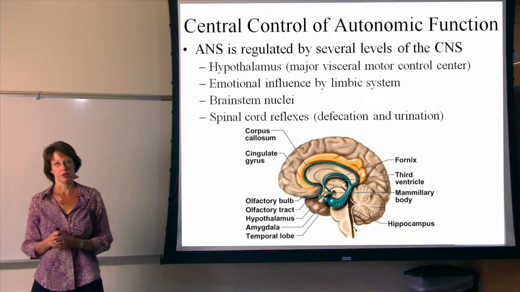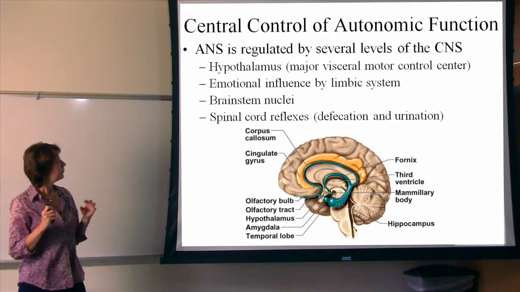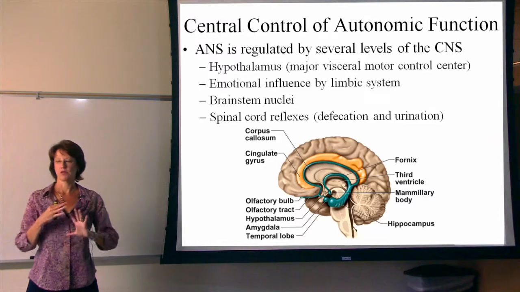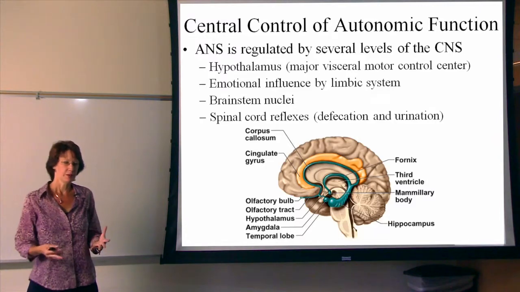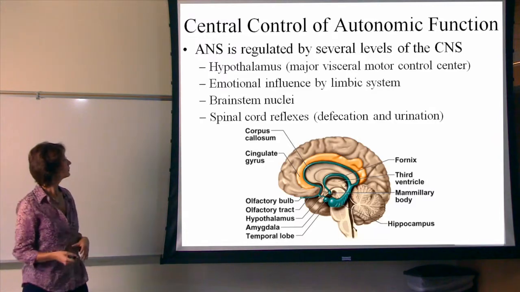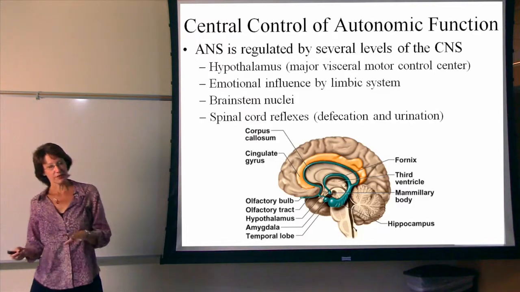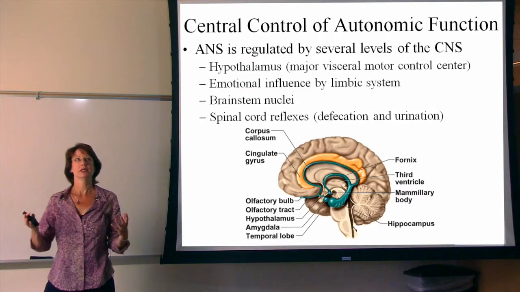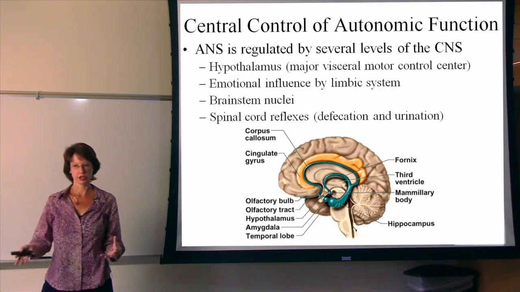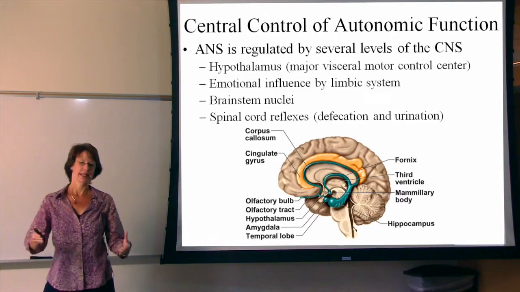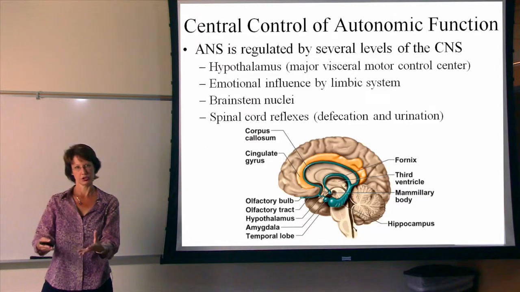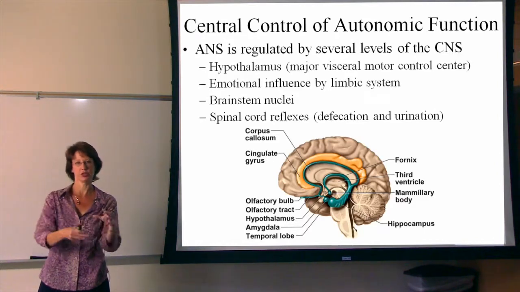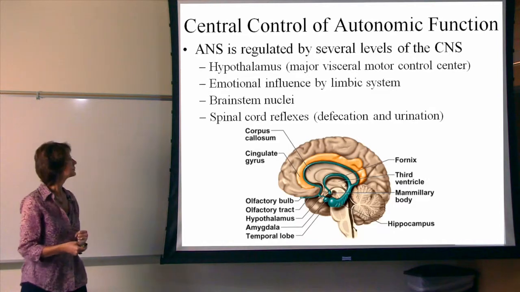So what controls all of this autonomic function? The major visceral motor control center is the hypothalamus. So if you're talking about control of almost every organ system, the hypothalamus is really the major one. The hypothalamus can be influenced by the limbic system. So if you're terribly depressed because a relationship is having problems, that can affect your sympathetic parasympathetic tone. And it's from limbic stimulation of the hypothalamus.